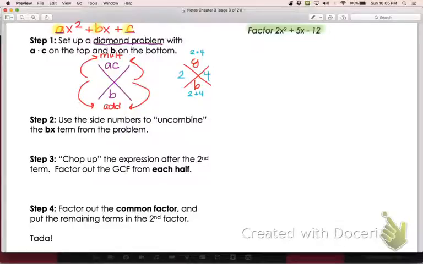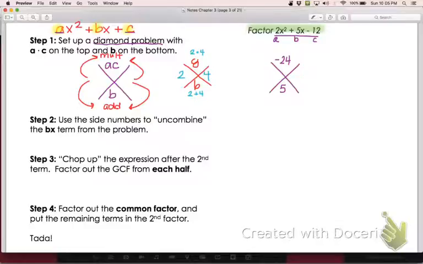So let's see how I would set that up for this particular example. Over here in green, this is a, this is b, and this is c. When I set this up, a times c, and notice that c is negative 12, so I'm going to get negative 24. And then b on the bottom is 5. Now go ahead and put me on pause and try to figure out what those side numbers would be.